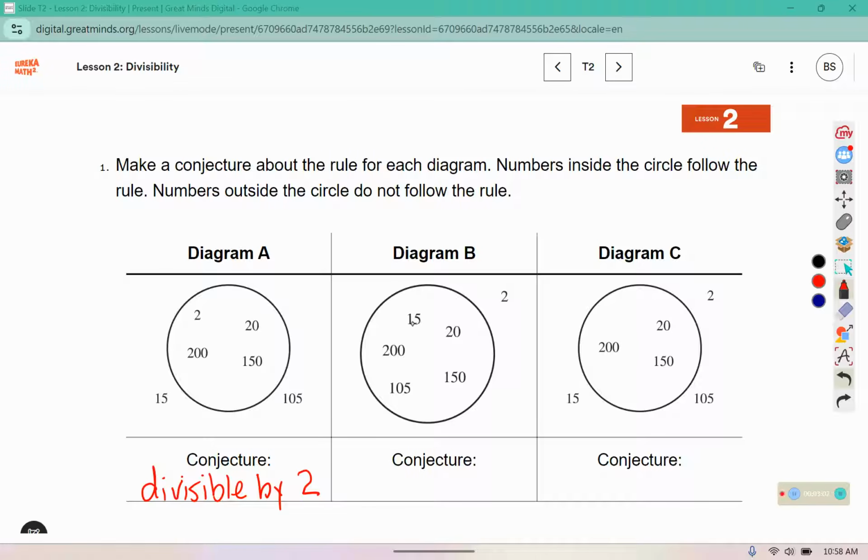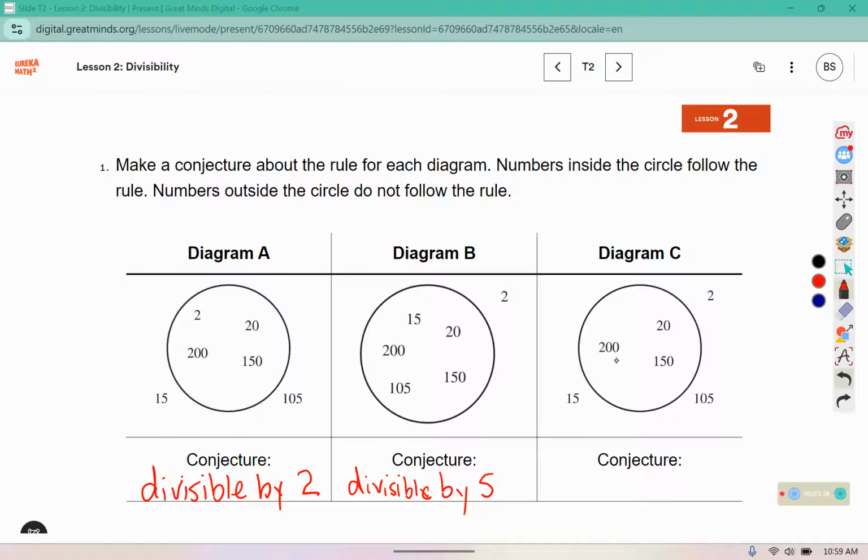In B, I see this is an odd, and here's an odd, but the rest are even. And 2 is out here. I see if it's in the circle, it either ends in a 0 or a 5. But out here, this doesn't end in a 0 or a 5. So my thought is that these are divisible by 5. Because if it's divisible by 5, it would end in a 5 or a 0. If we count up 5, 10, 15, 20, those all end in a 5 or a 0.